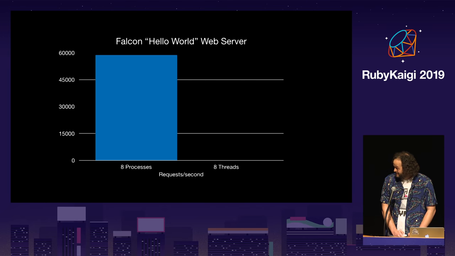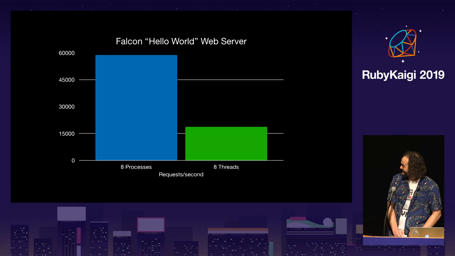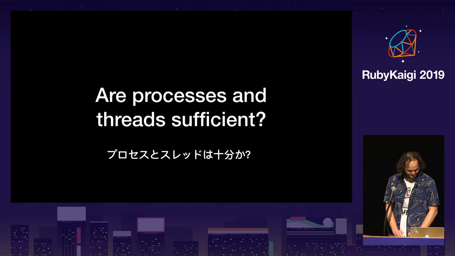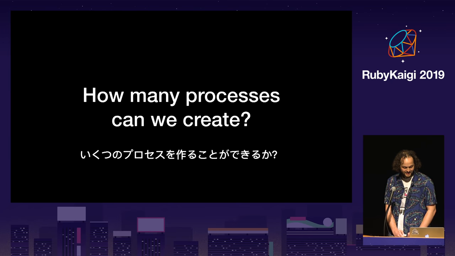What was the overhead of the global interpreter lock? Anyone care for a guess? We lost about 3/4 of the performance. That's quite a big reduction. So clearly, processors and threads can help scale Ruby up, but are they sufficient? How many simultaneous connections can we handle? How many processes can we create? How much memory does Ruby require per process? In my experience, the average web application is anywhere from 50 to 500 megabytes of main memory per process.